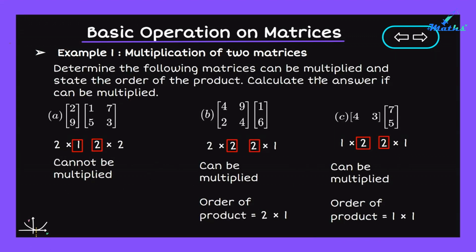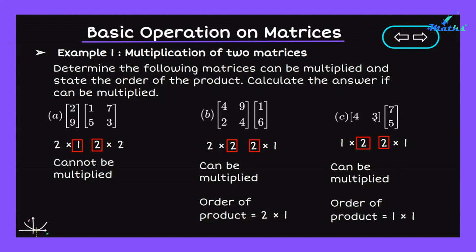Determine whether the following matrices can be multiplied and state the order of the product. Calculate the answer if it can be multiplied. So A is 2 times 1 and then 2 times 2. The first matrix number of columns is not equal to the second matrix number of rows, so it cannot be multiplied. And B is 2 times 2 and 2 times 1. So this one we can multiply together since the first matrix number of columns and second matrix number of rows is the same. And the order of the product is 2 times 1. And C is 1 times 2, 2 times 1.